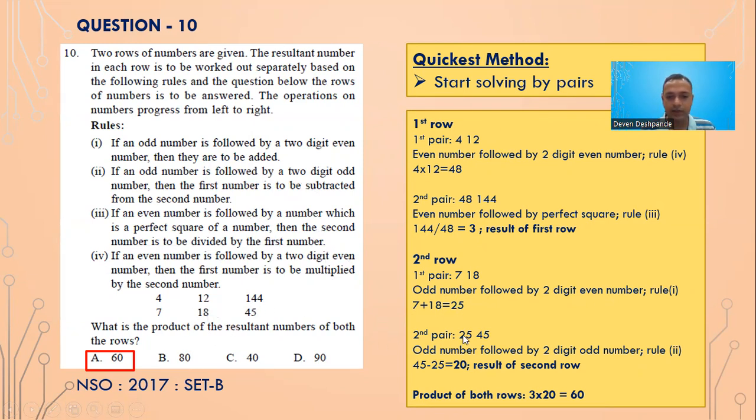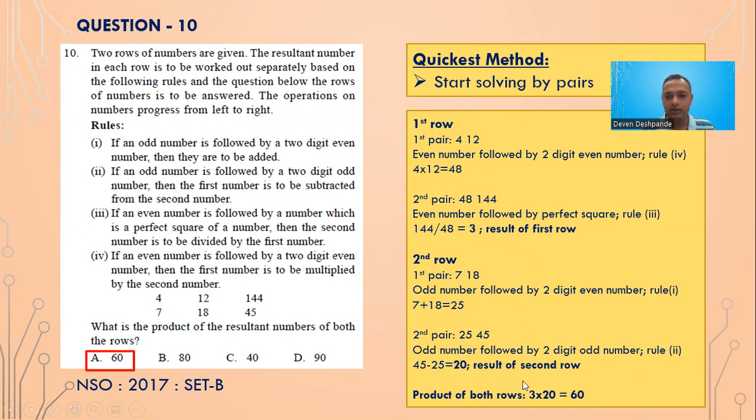So the second pair will be 25 and 45. 25 and 45 is an odd number followed by a 2-digit odd number. So again, rule number 2. Rule number 2 is the first number is to be subtracted from the second number. 25 is to be subtracted from 45. So the result will be 20.